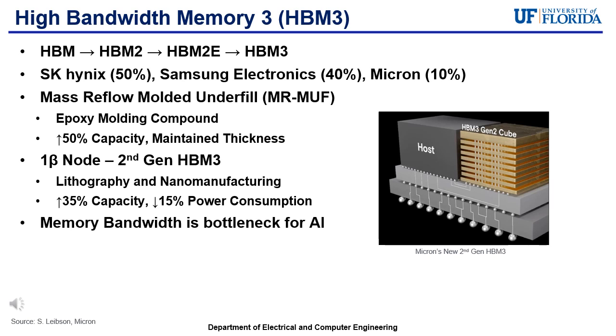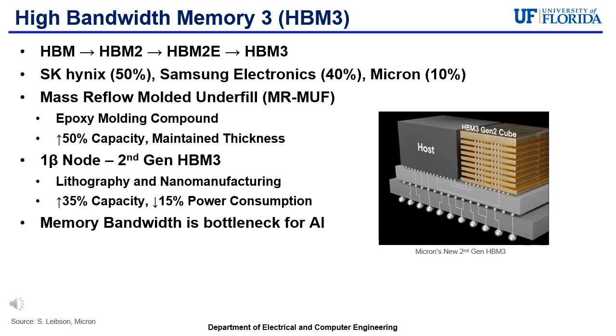They have superseded their previous models with a new one that utilizes a mass reflow molded underfill, also known as MRMUF, compared to the previous methods of TSV. The MRMUF packaging method uses an epoxy molding compound that fills the space between the chips, which allows for an increase of 50% memory while maintaining the thickness of the chip. To increase capacity, chips are typically made thinner at the cost of being easily bent, but the epoxy molding compound prevents that and keeps it nice and rigid.